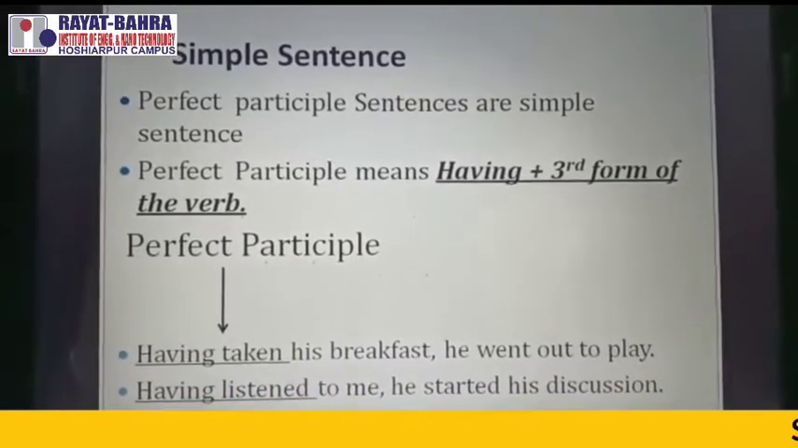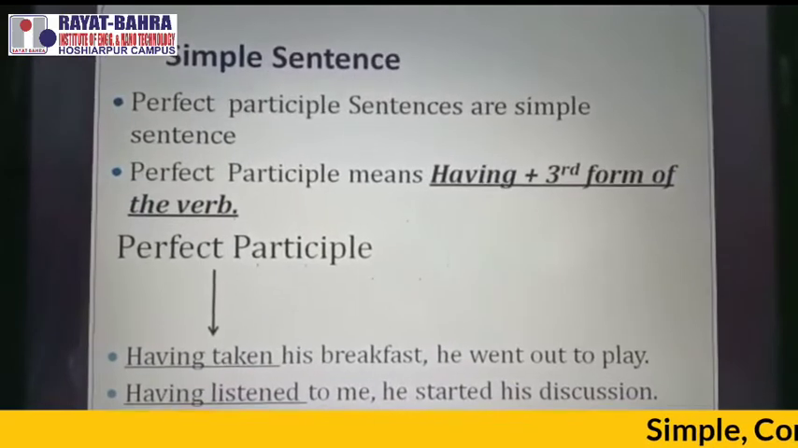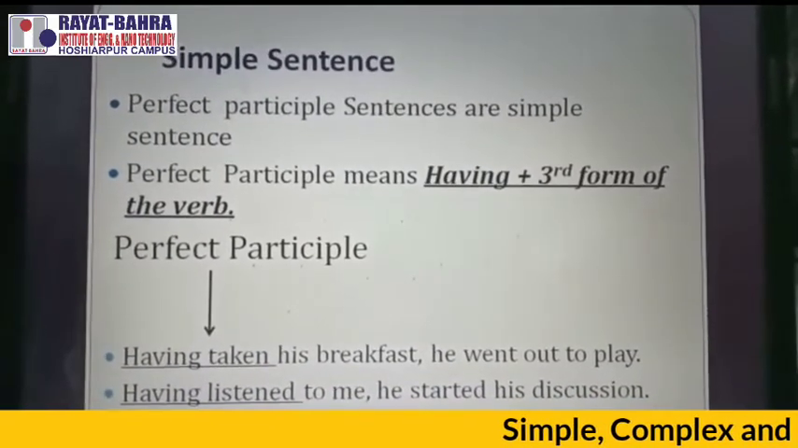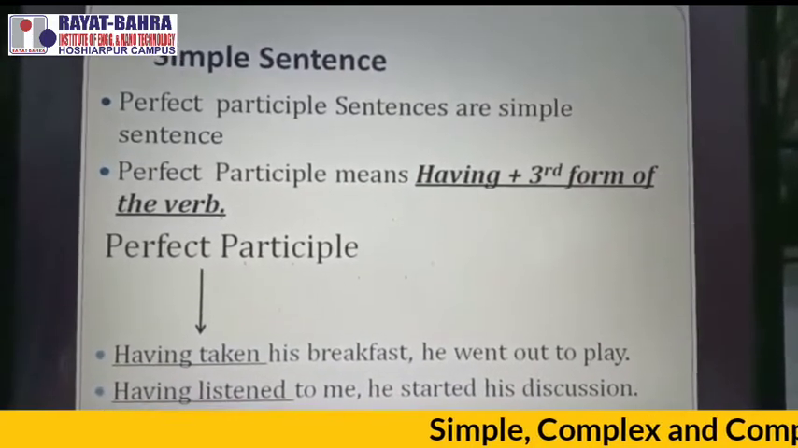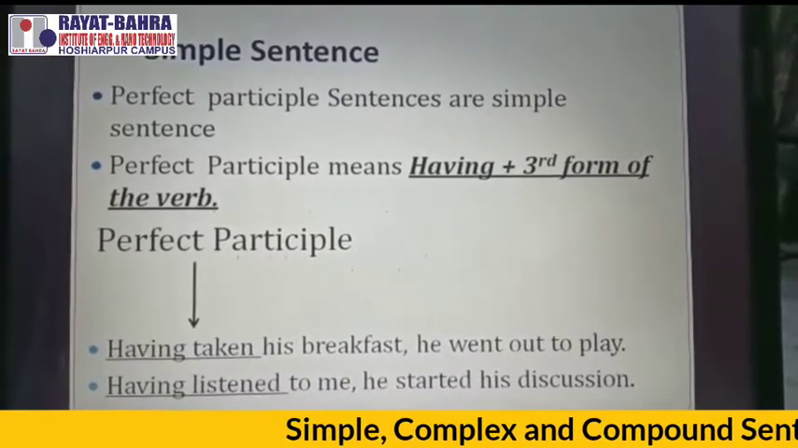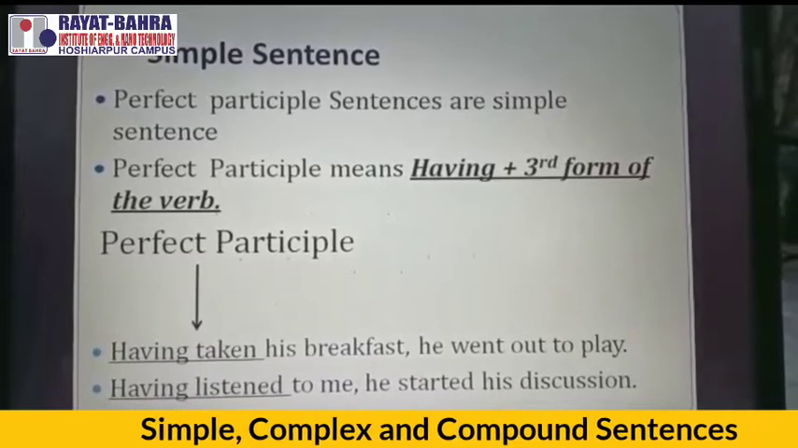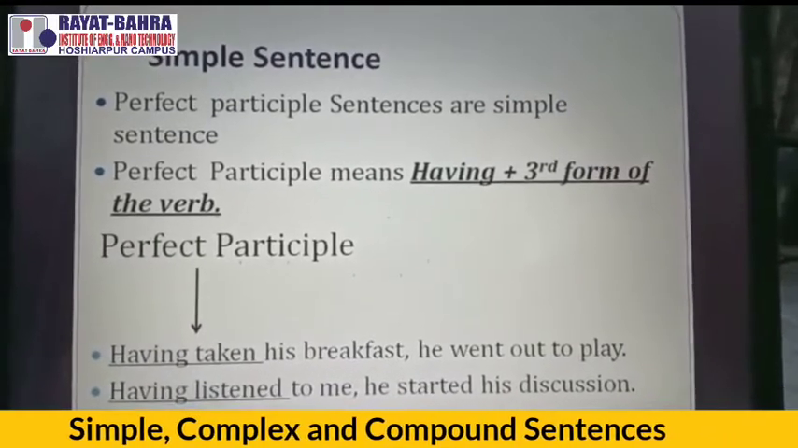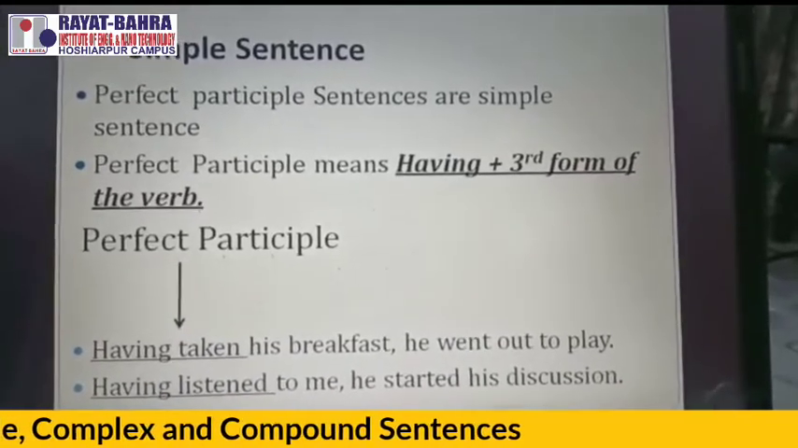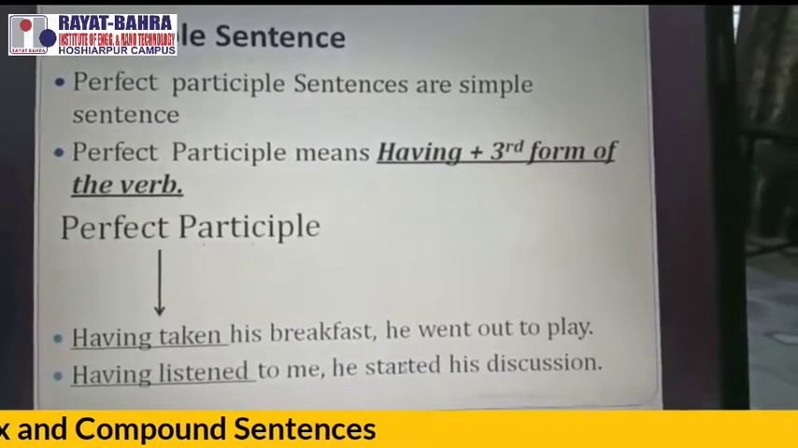Now look at this slide. Perfect participle sentences are also simple sentences. Perfect participle means having plus third form of the verb. Whenever you find that there is having plus third form of the verb in a sentence and there is no connecting word and there is one independent clause, it means that this is a simple sentence. The sentence itself shows: having taken his breakfast, he went out to play. There is one independent clause, that is he went out to play, and there is no connecting word. So this is a simple sentence.